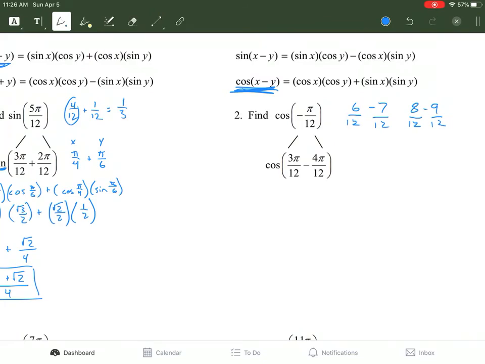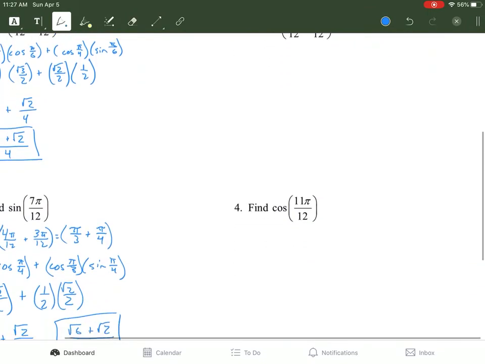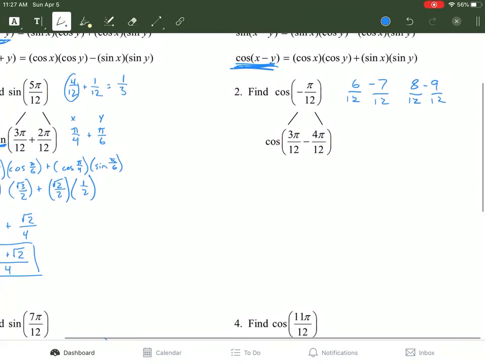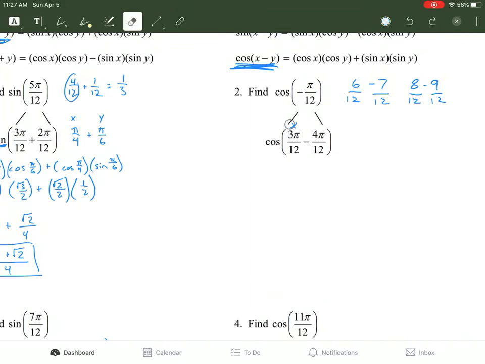For this particular problem, we've already given you the options of which ones we're going to use. So it's going to be cosine. This is minus, so we're going to use the same formula we just saw. This is the x term, this is the y term. Oh, sorry. You know what? Let's back up for a second. Let's reduce these values so it makes a little bit more sense. So 3 pi over 12 is going to be pi over 4, minus 4 pi over 12 is going to be pi over 3. This is the x, this is the y. So now we can put those into our formula.